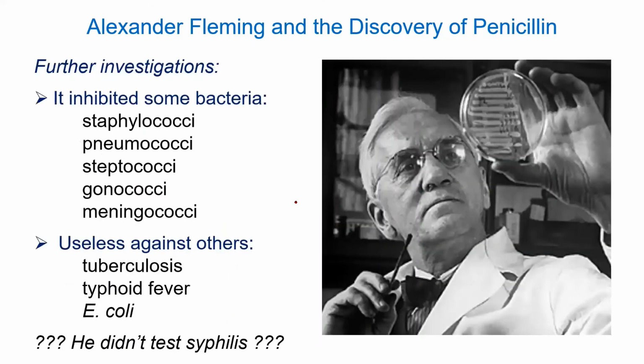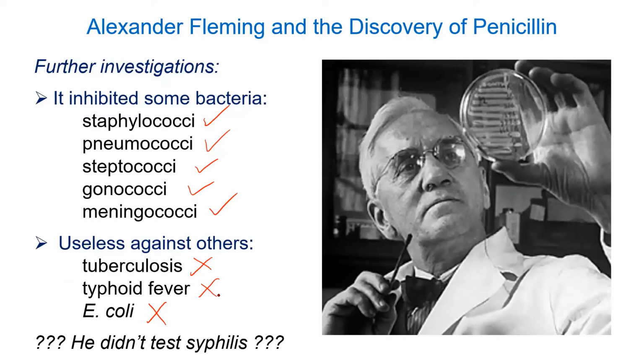And so he took this mold preparation and he made what he called mold juice initially and tested it against a bunch of different things, right? Hey, he's in a microbiology lab. What does he have? So he tested staphylococci, pneumococci. So that means streptococcus, other streptococcus, gonococci, meningococci. All those are gram-positives, by the way, if you didn't notice. And he found it was useless against E. coli, useless against TB and typhoid fever. Typhoid fever is caused by salmonella.